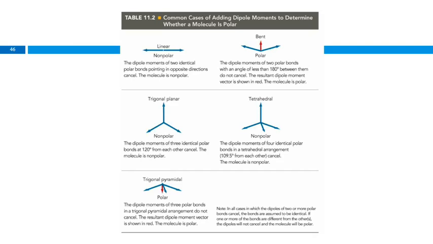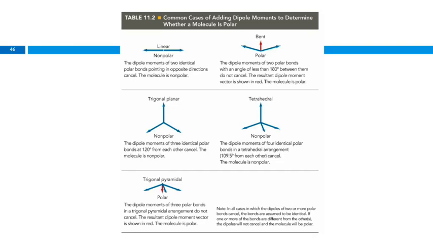This is giving some common cases of adding dipole moments with molecules. Here, if we have a linear molecule with 2 identical polar bonds, they're going to cancel each other out. If we have a bent molecule, like water, we have 2 identical polar bonds, but they're not exactly opposing each other. The sum of them gives this little red arrow, and that's the dipole moment for the molecule. Here we have trigonal planar with identical bonds. We've looked at that a couple of times now. That cancels out. That's 0.